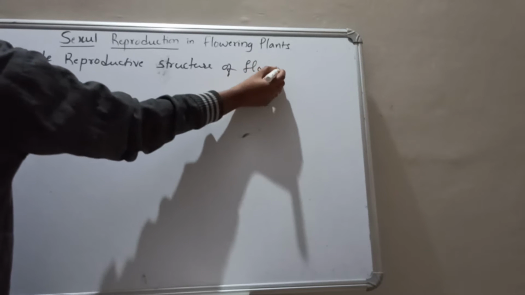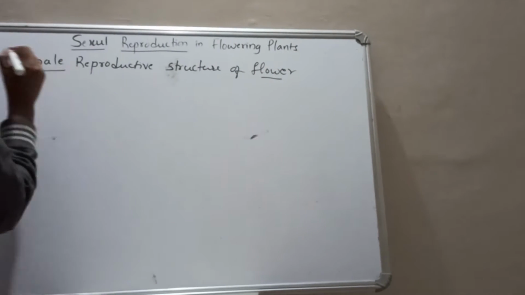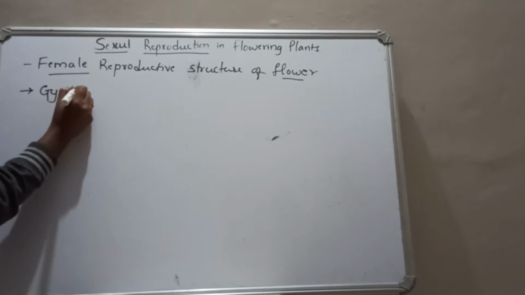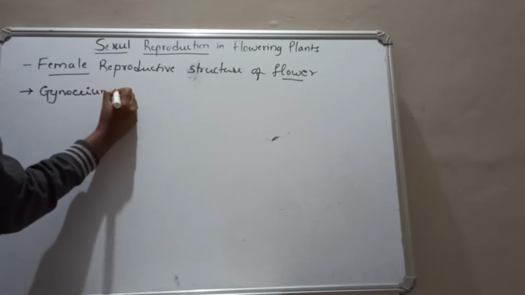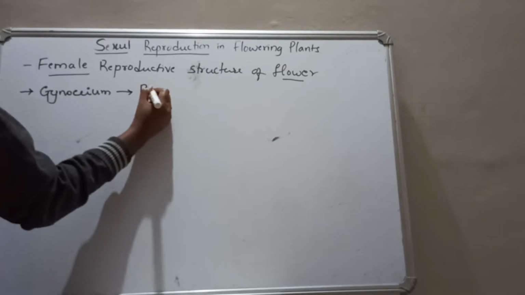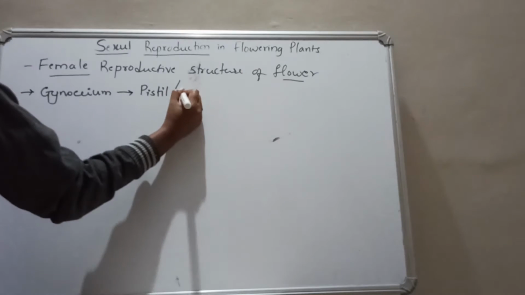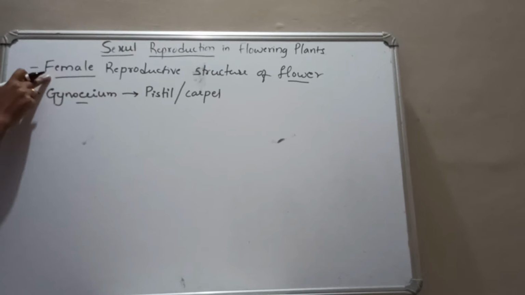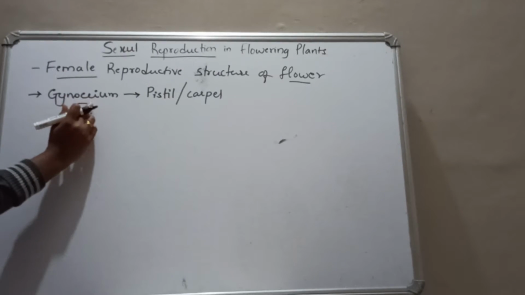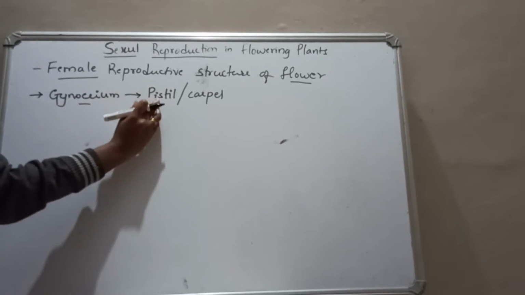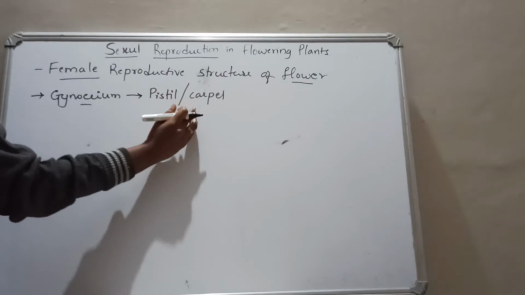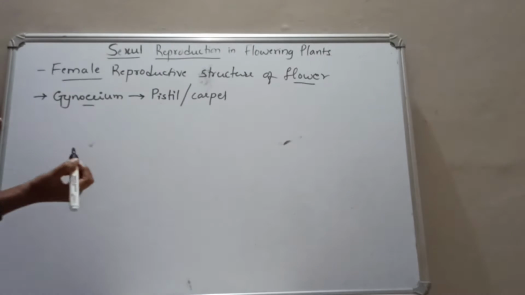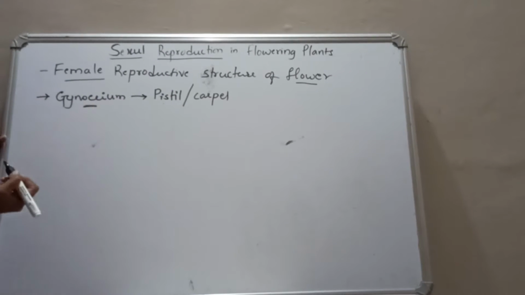In a flower, the female reproductive structure is the gynoecium. Gynoecium is also called pistil or carpel. The gynoecium is considered the female reproductive part of a flower. Pistil and carpel are the same, and those pistils and carpels are considered the gynoecium.